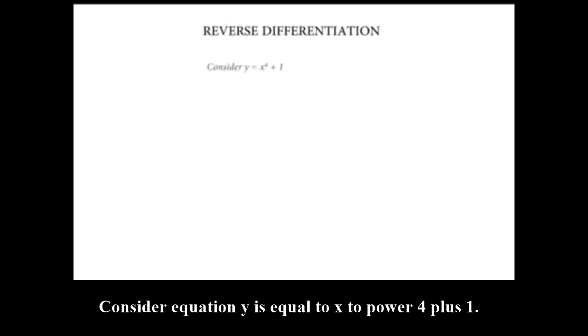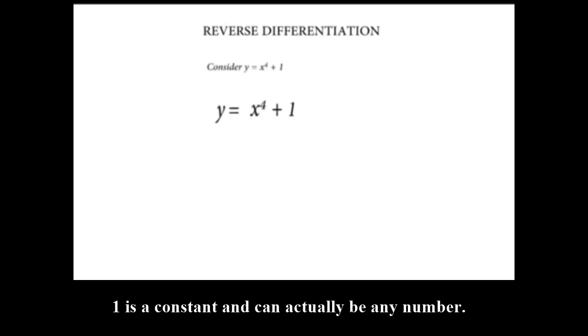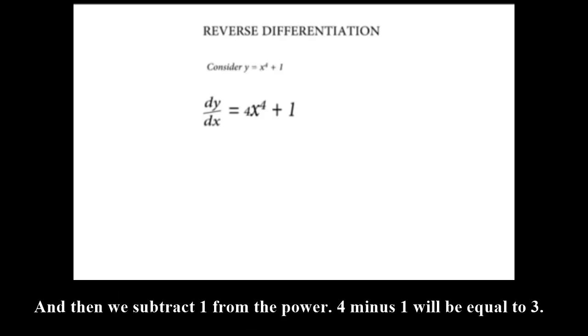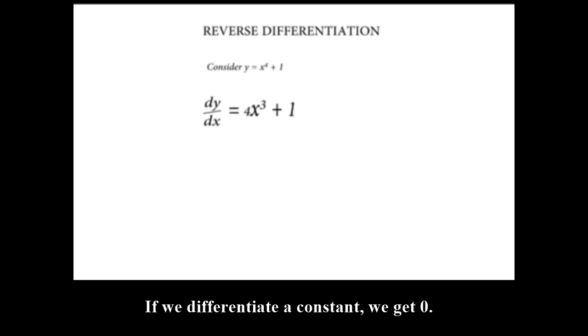Consider the equation y is equal to x to power 4 plus 1. The 1 is a constant and can actually be any number. In differentiation, dy over dx will be equal to, we multiply x by its power, so that we have 4x, and then we subtract 1 from the power. 4 minus 1 will be equal to 3. If we differentiate a constant, we get 0. And so dy over dx will be equal to 4x cubed.